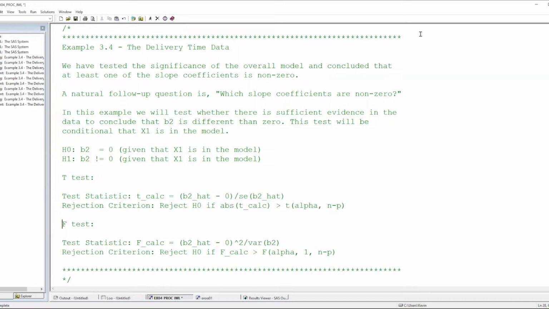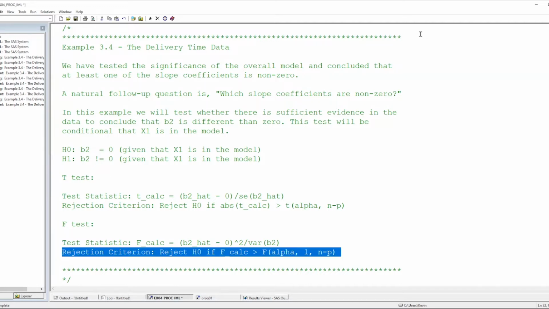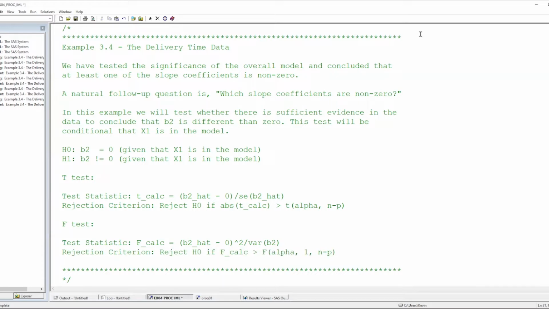There's also an F-test version of this, and it's basically just squaring the t-calc test statistic, and that gives us the F statistic. Then, if we were going to use that, we would reject the null hypothesis if F-calc exceeds the upper alpha percentage point of the F distribution with 1 numerator degrees of freedom and n minus p denominator degrees of freedom. The numerator degrees of freedom is 1 because there's only one restriction in the null hypothesis. There's only one parameter that we're testing a hypothesis about.